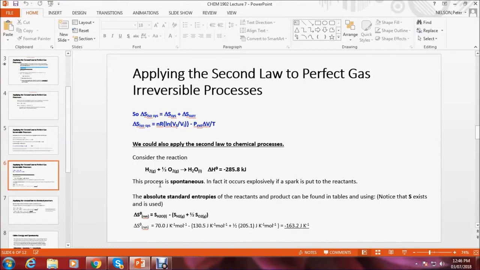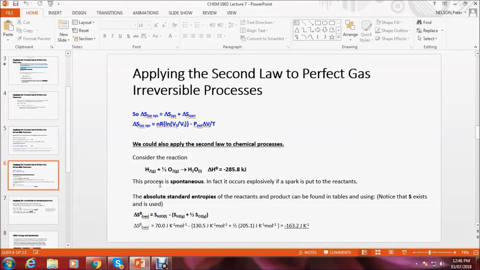Now the good thing about entropy is that absolute entropy values are available, in that you could get the entropy for just water. You don't have to think about just an entropy change. You have absolute entropy values, and you could get these from tables.